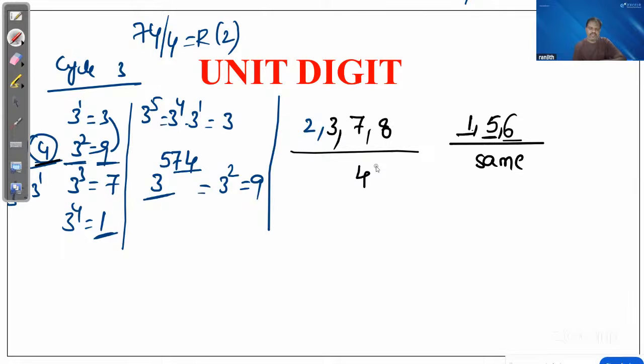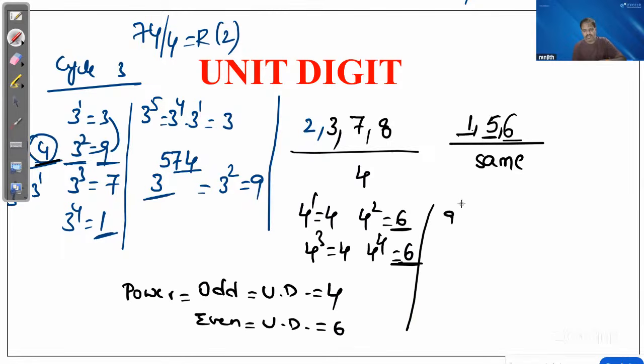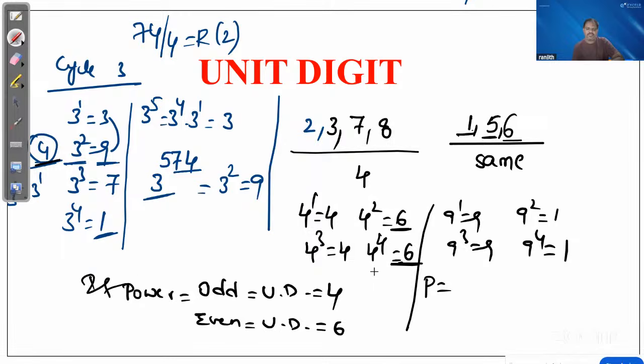And we are left with the next number, 9 power 1 equal to 9. 9 square equal to 1. 9 cube equal to 9. 9 power 4 will be equal to 1. Here also, if the power is odd, unit digit will be equal to 9. If the power is even, unit digit will be equal to 1. Just write down.